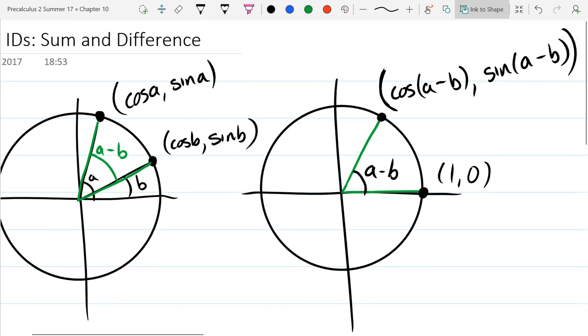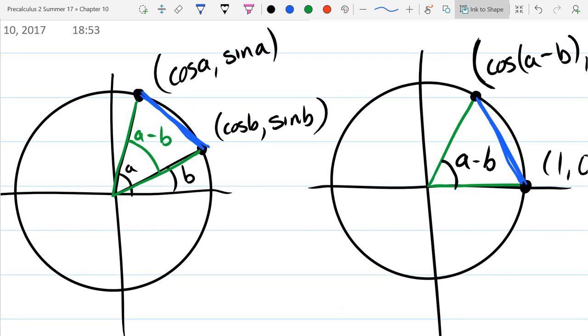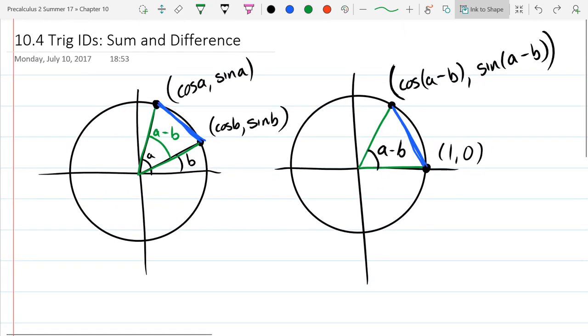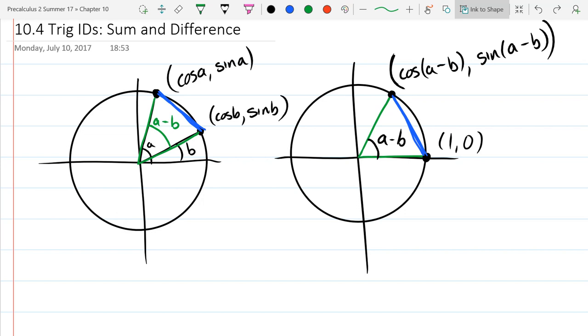All right, so what is in common here that I want to focus on? This blue segment is supposed to be the exact same length. It doesn't look like it's the same length, but these triangles right here are both the same triangle, just rotated a little bit. So the two sides are both length 1, length 1. Don't really need to label those. We're not going to use that property here. Because they're the same triangle, that means the blue line segments are the same.